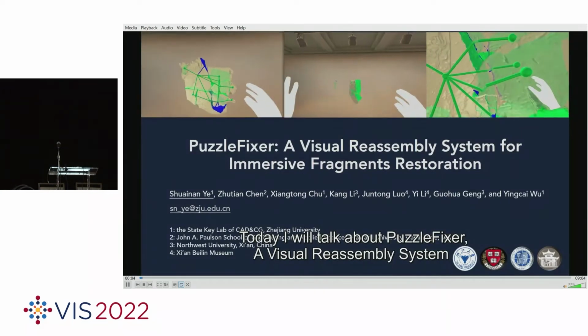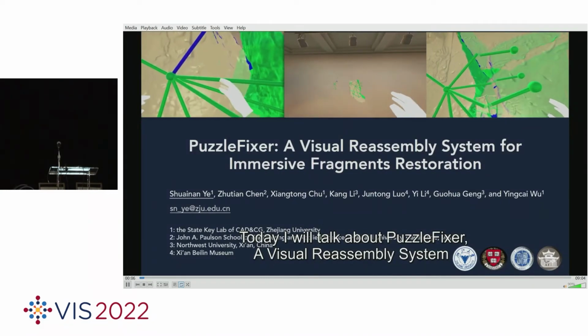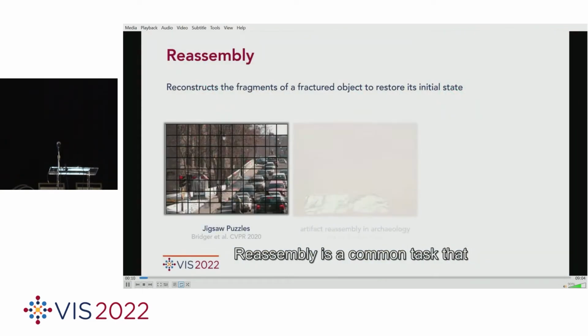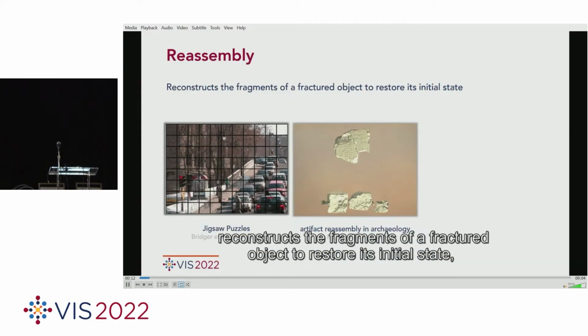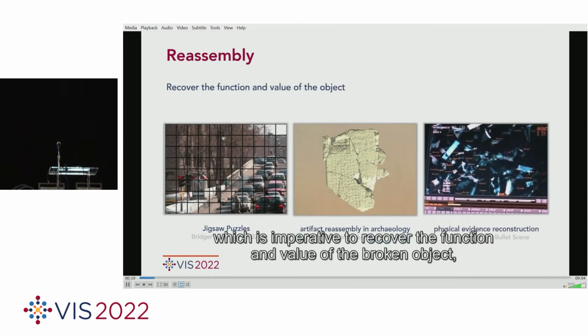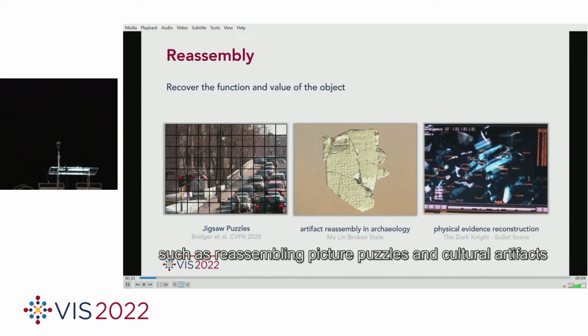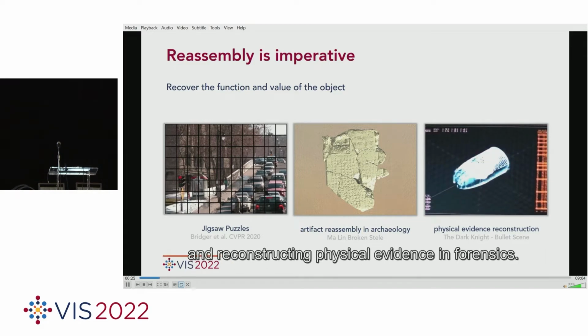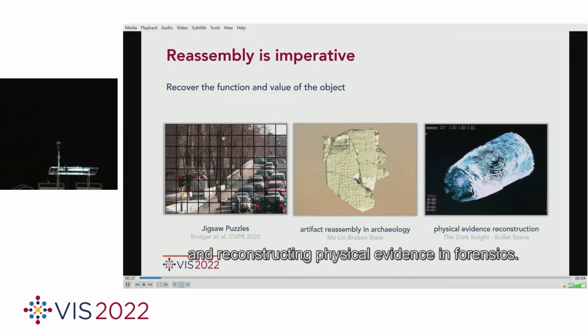Today, I will talk about Puzzle Fixer, a visual reassembly system for immersive fragments restoration. Reassembly is a common task that reconstructs the fragments of a fractured object to restore its initial state, which is imperative to recover the function and value of the broken objects, such as reassembling picture puzzles and cultural artifacts, and reconstructing physical evidence in forensics.